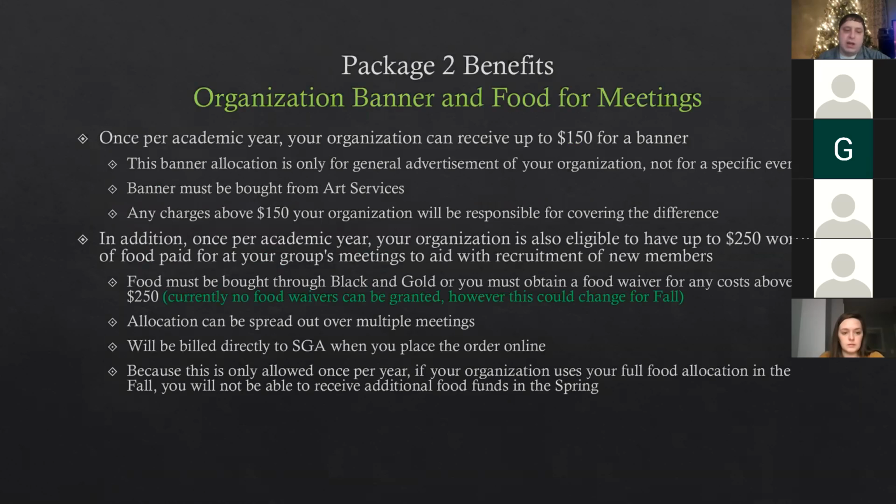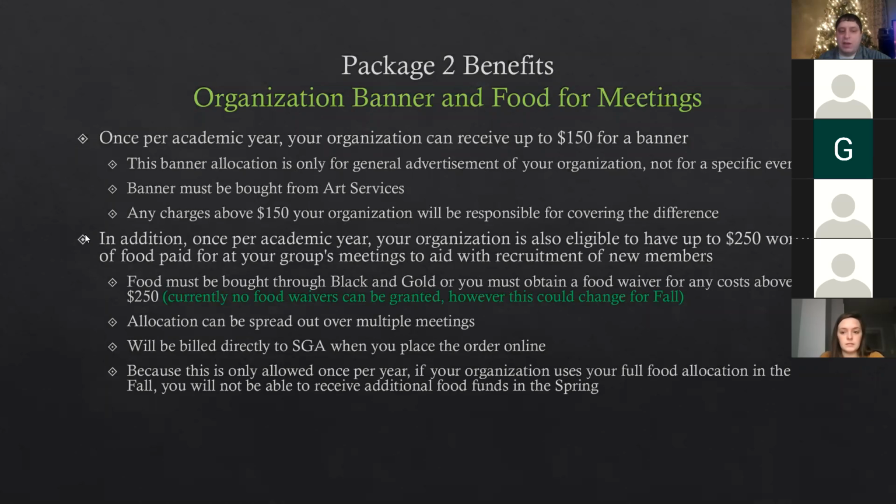Additionally, or I should say lastly, you will be able to get up to $150 for a banner for your organization. This is a once per year benefit. So as long as you're packaged for one semester or the other, Art Services can create this. They're located on the first floor in Paws of the University Union, but they will design and print your banner for you.